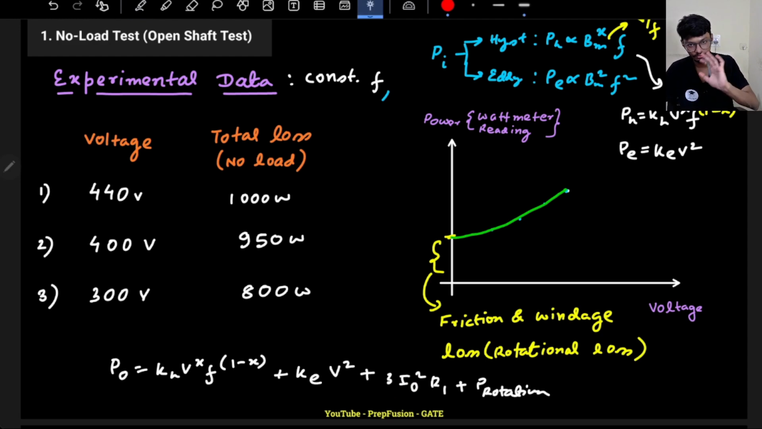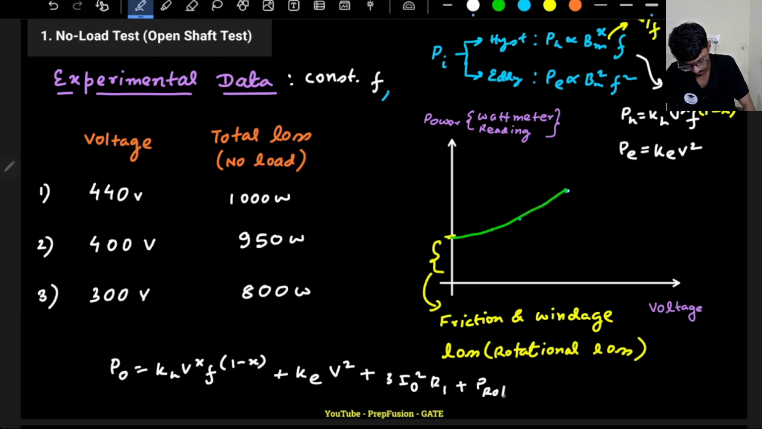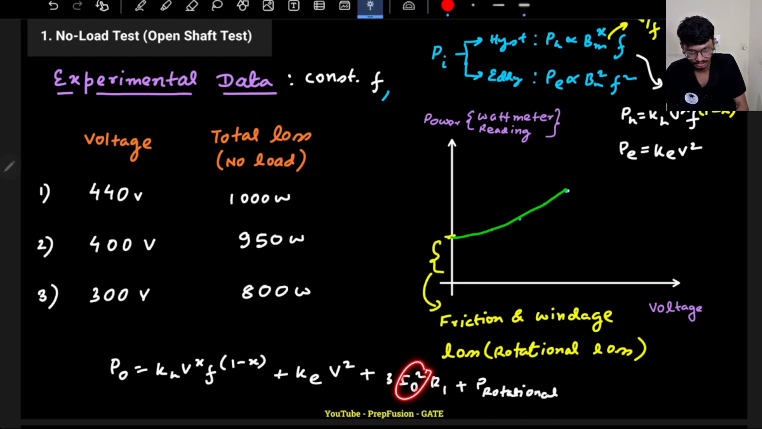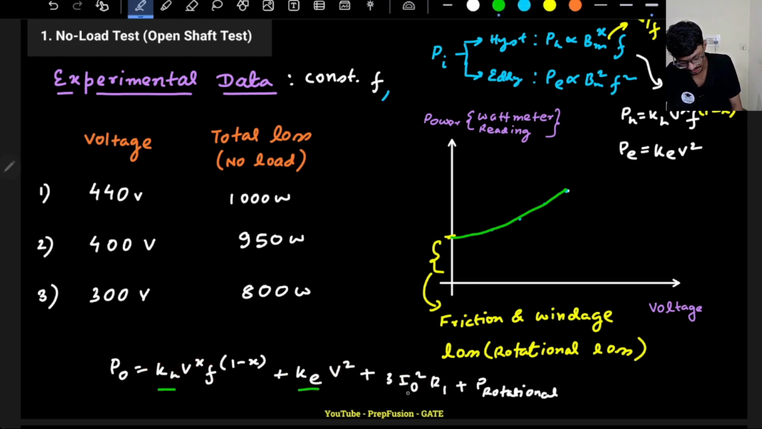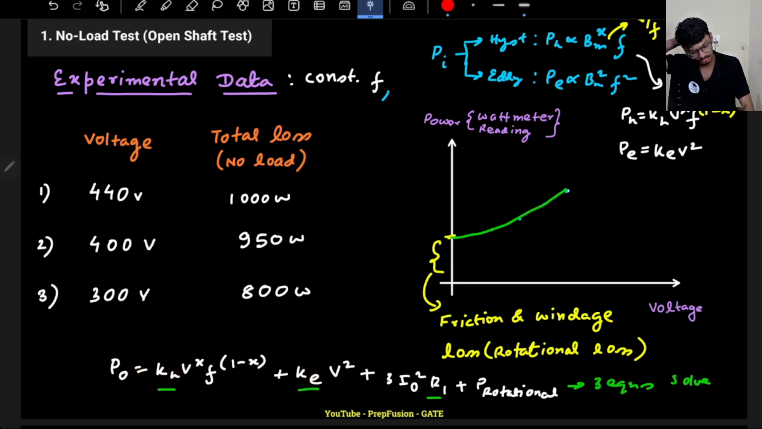So basically, what things do you know? You know the rotational loss. You know what is I0, because you will always measure the current. R1 is unknown to you. This Ke constant is unknown, voltage anyway you are measuring, and this Kh is unknown. All of x and f are known. So you have three unknown constants, right? Ke, Kh, R1. So what you will do? You will have three equations, and you will use some numerical method to solve those three equations, and from there you will be able to find out these constants, and from there you can again approximate the loss at any value, right?